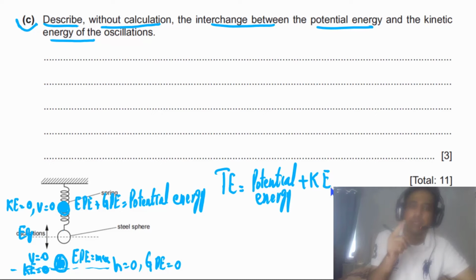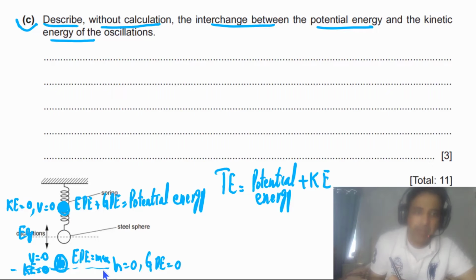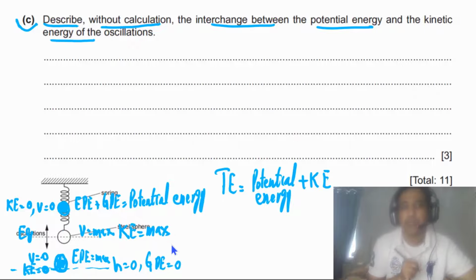So total energy is the sum of these two energies, and potential energy is maximum at the lowest point and at the highest point, and kinetic energy is maximum at equilibrium. Speed here will be maximum, so kinetic energy at equilibrium also will be maximum. So potential energy will be minimum at equilibrium because kinetic energy will be maximum.